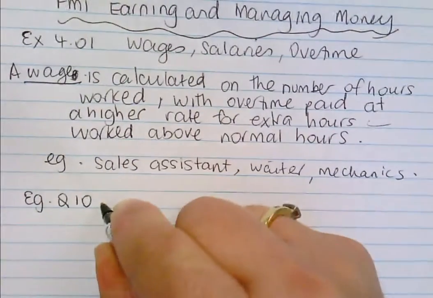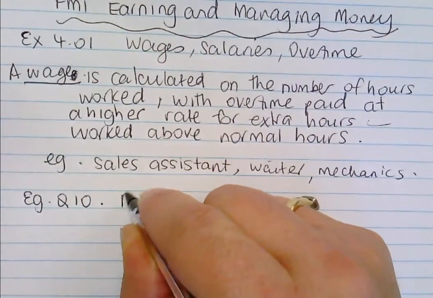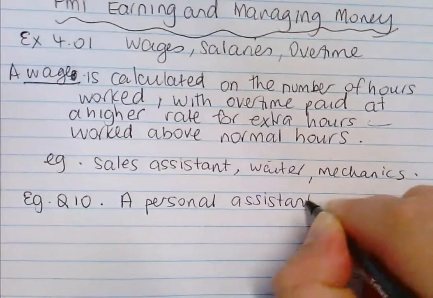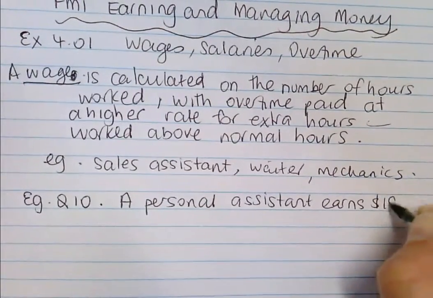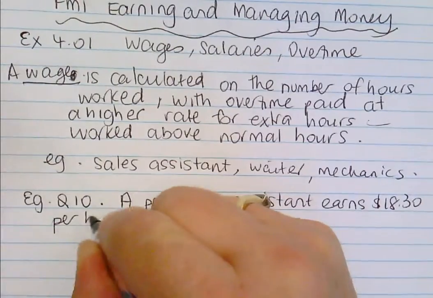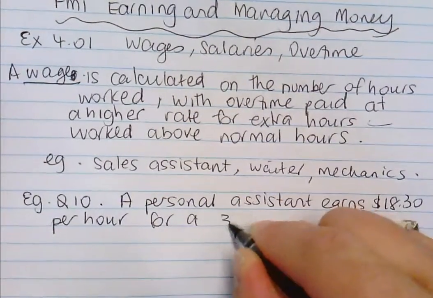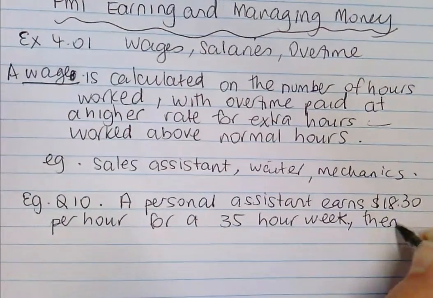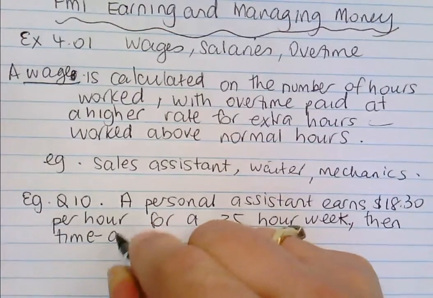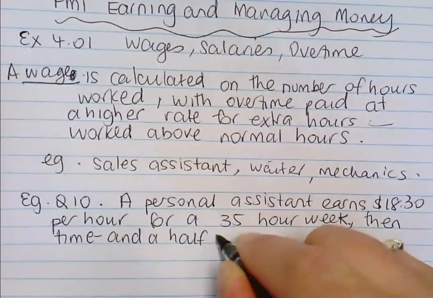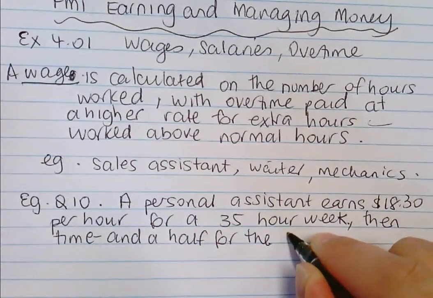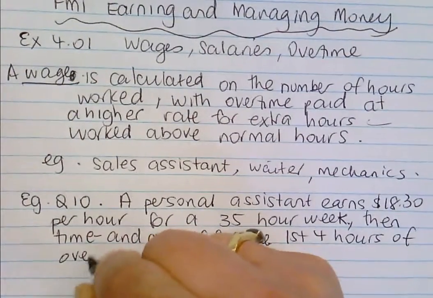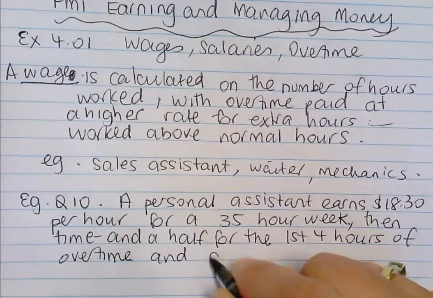Example from question 10. A personal assistant earns $18.30 an hour for a 35-hour week. Then, time and a half for the first 4 hours of overtime and double time after that.